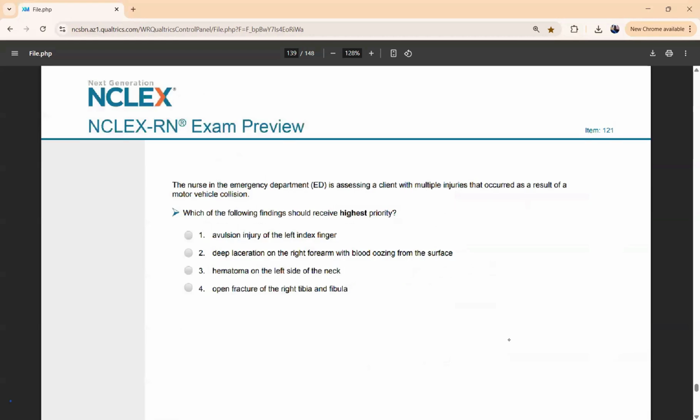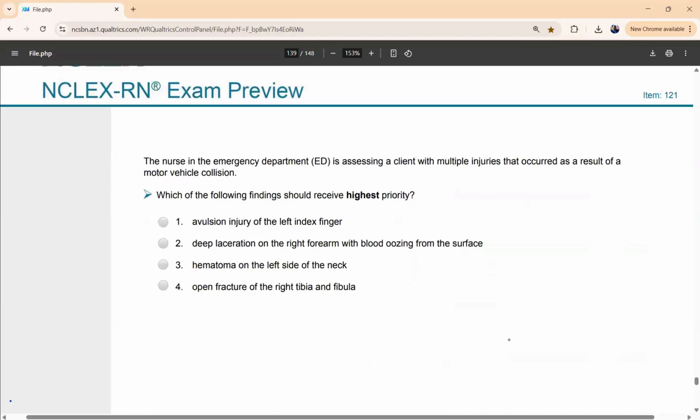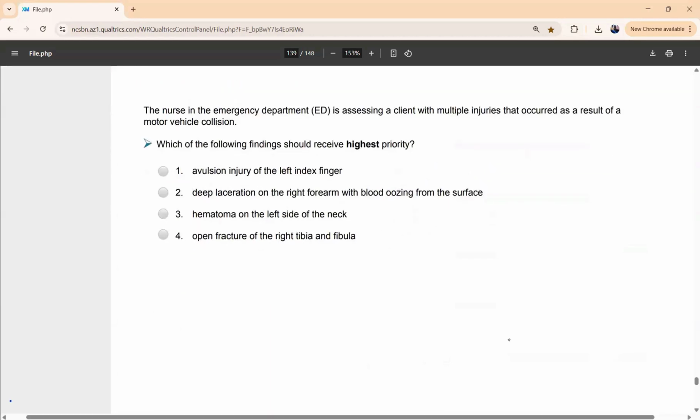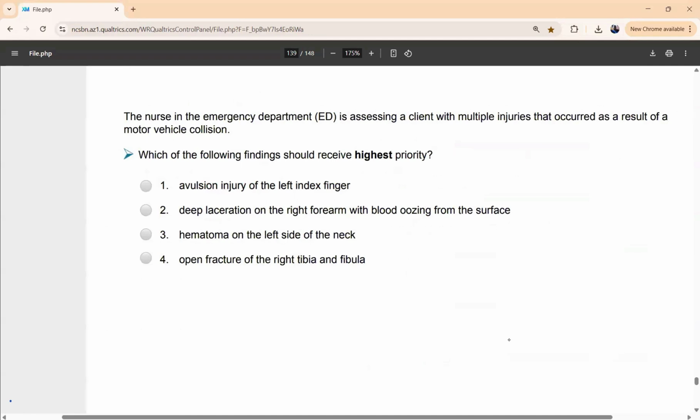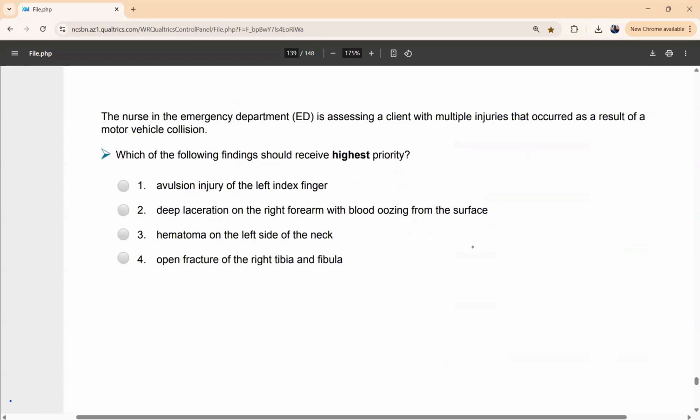Now, this is one that's related to monitoring. I want you to answer this question. The nurse in the ER is assessing a client with multiple injuries that occurred as a result of a motor vehicle collision. So that's the body. Someone brought to the ER with multiple injuries from the vehicle collision. Which of the following findings should receive highest priority?